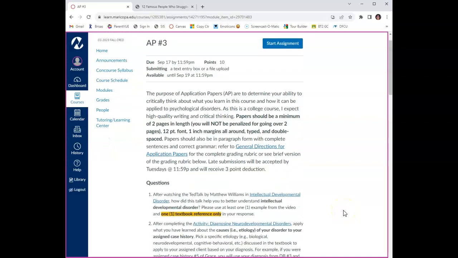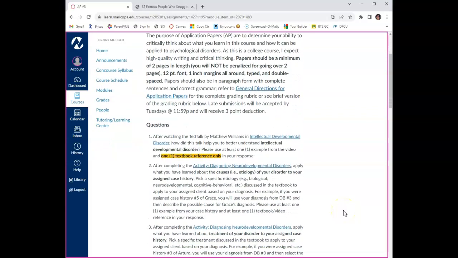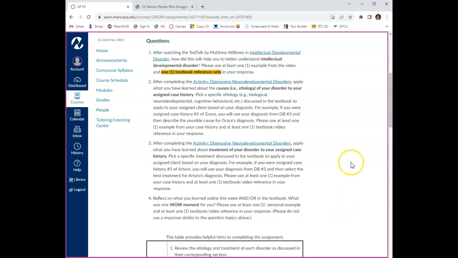And finally, the last assignment this week is the application paper. Question 1 reviews the section on intellectual developmental disorder and the TED Talk by Matthew Williams. Question 2 and question 3 ask you to expand on the activity diagnosing neurodevelopmental disorders.